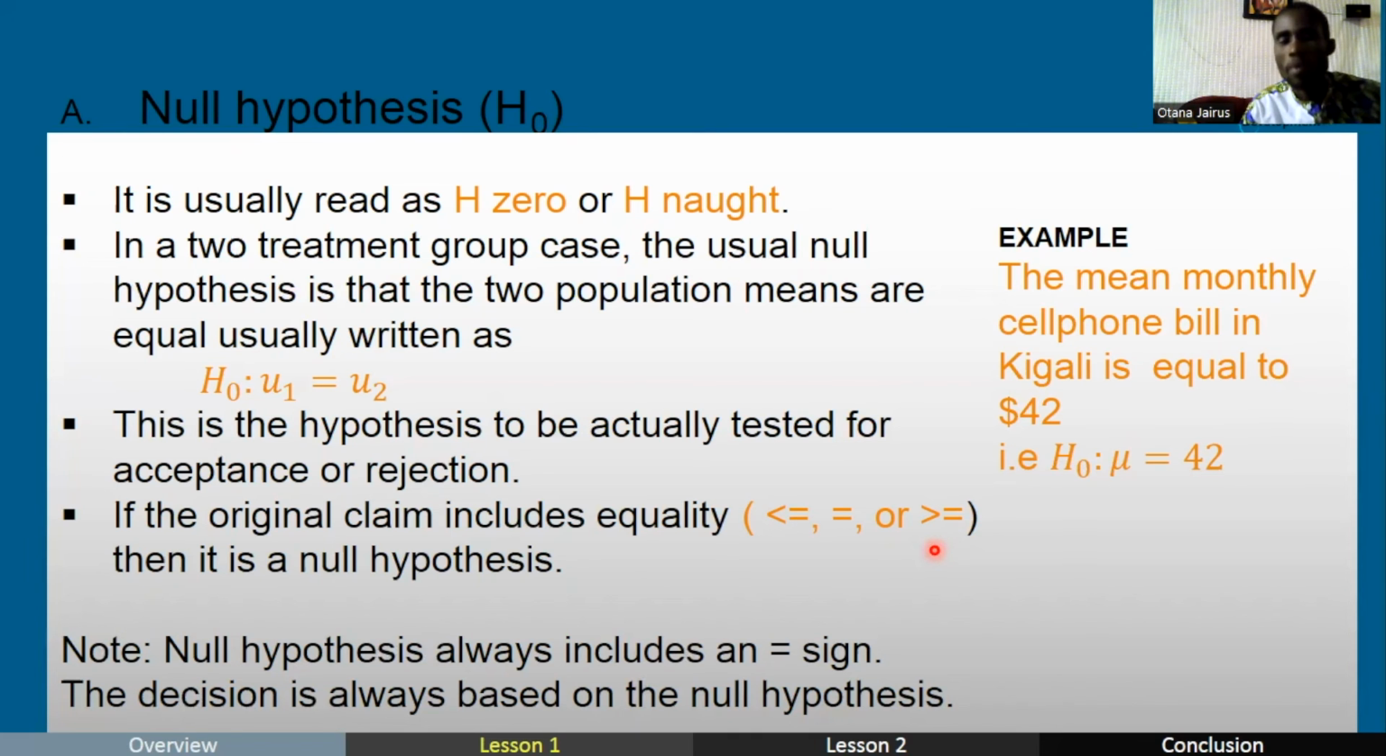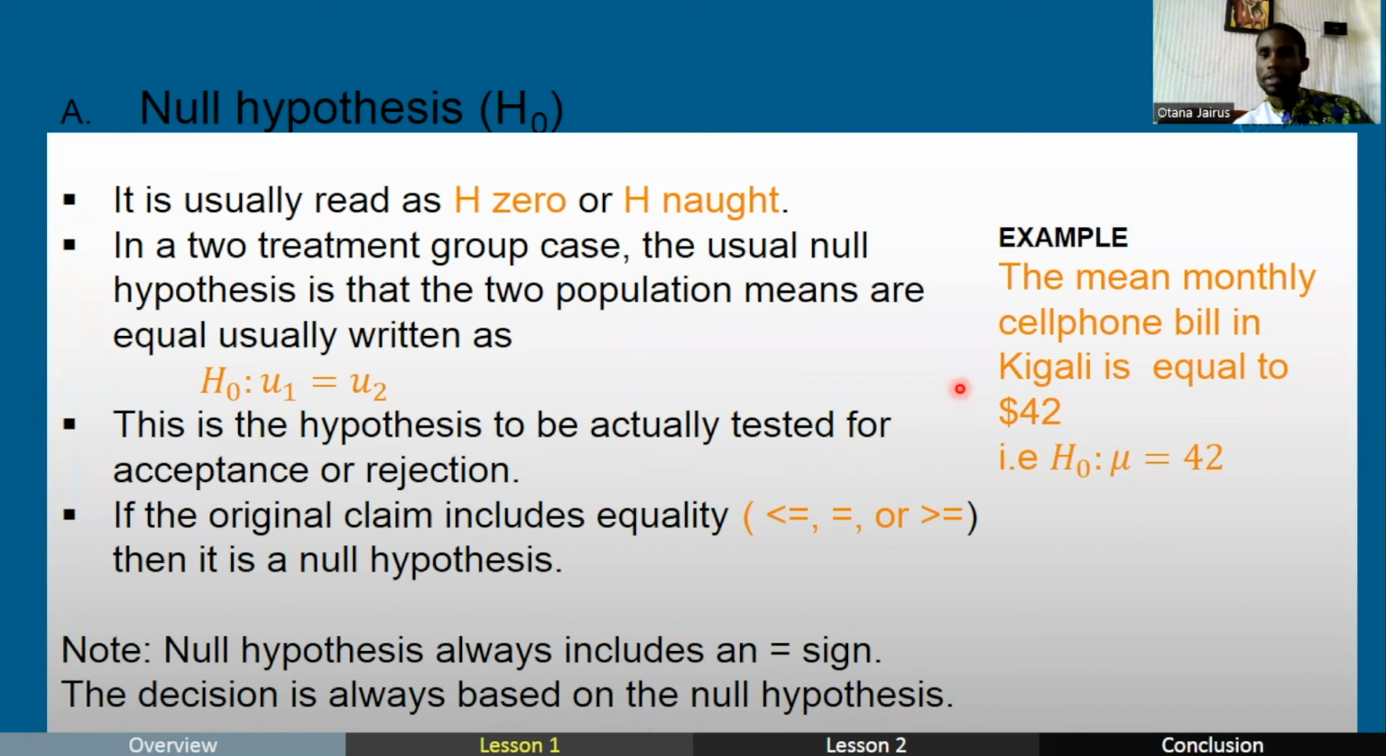So let us go back to the example of our monthly cell phone bill in Kigali. And we found that the claim was that the mean monthly bill is $42, okay? So now this one is our null hypothesis. So H naught: mu equals 42. This one is our null hypothesis.